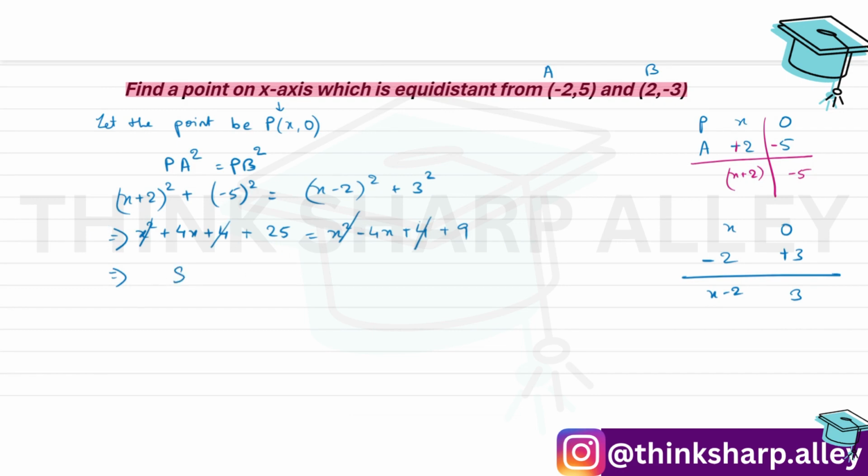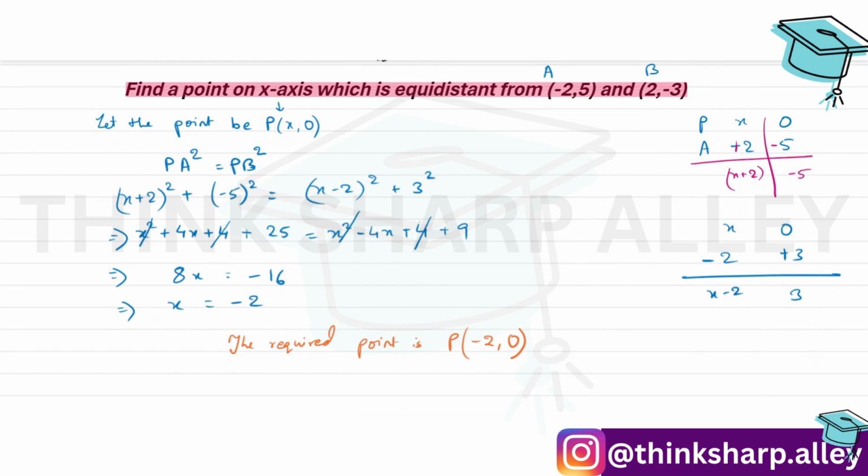So let's take all the x on one side and all the constants on the other side. 9 minus 25 is minus 16. So the value of x is minus 2. So the required point is P minus 2 comma 0. So this is the point on x-axis which is at equal distance from the two given points.